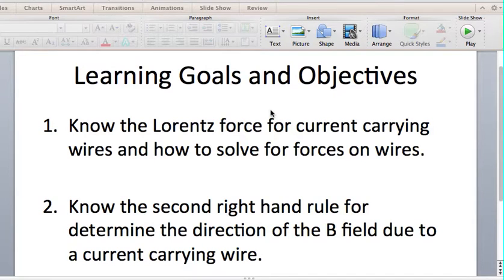Hi all, the purpose of this video is to go over current carrying wires and the Lorentz force. So our learning goals and objectives are to, one, know the Lorentz force for current carrying wires and how to solve for forces on those wires. And the second is to know the other right-hand rule that determines the direction of the B field due to a current carrying wire.